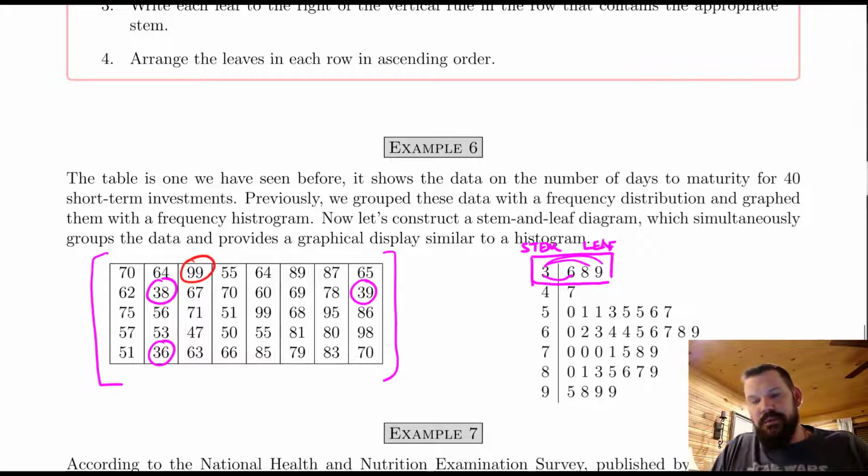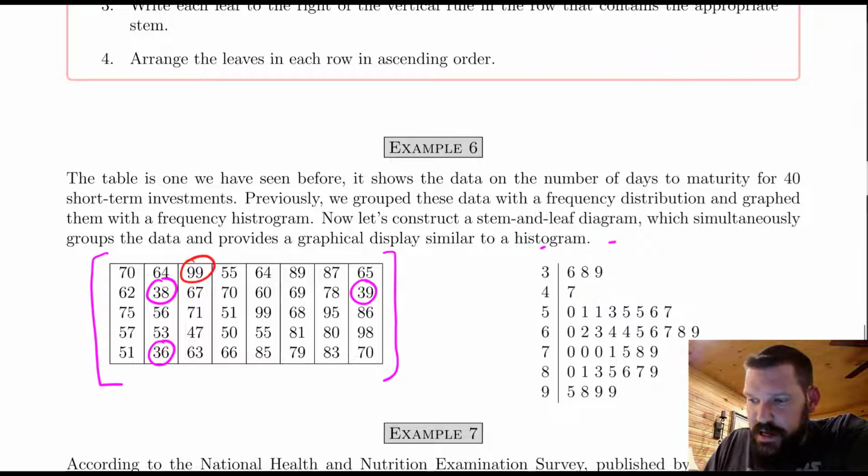Because again, if we turn this sideways and look at it, it's going to give us another visual representation of the shape of the overall data set. This one would appear to be mostly normal and unimodal. It has one distinct peak in the graph.